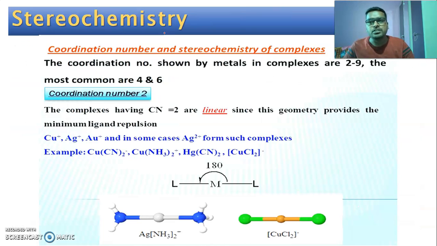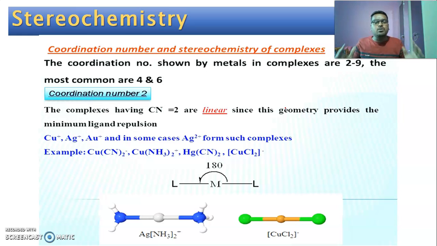So now, stereochemistry of coordination compounds. Stereochemistry means the spatial arrangement of ligands around a central metal ion. It is called stereochemistry. Stereochemistry just explains how the ligands are arranged around the central metal atom. These ligands are arranged around the central metal atom to give a proper, definite geometry.